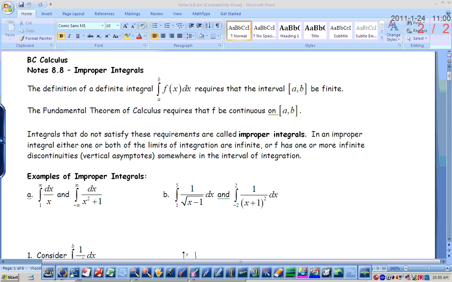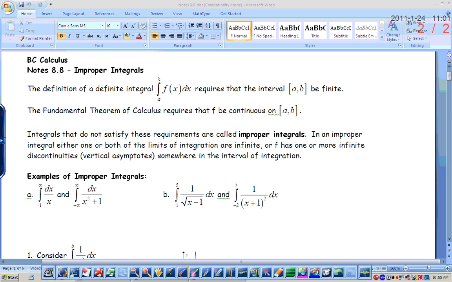All right, well, the definition of a definite integral requires that the interval between a and b be finite. That means that the numbers a and b have to be finite numbers. They can't be infinity. It also requires that the function is continuous between a and b. And so far, I've only given you integrals between a and b that are continuous. If there was an asymptote or a hole or something like that, it has not happened between that interval. All right, so integrals that do not satisfy these requirements are called improper integrals.